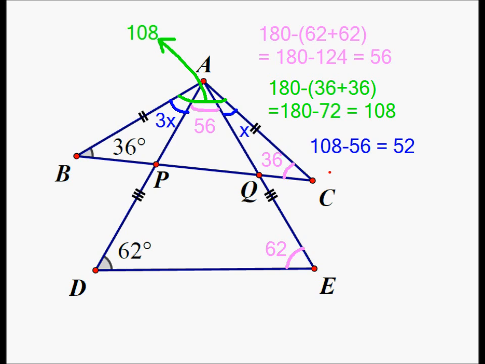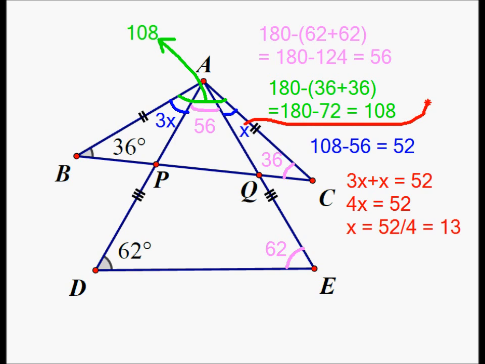Let's use red. We're claiming 3x plus x equals 52, which implies 4x equals 52, which implies x equals 52 over 4, which turns out to be 13. So now I know that this angle x is 13. So I'm going to write it here, see if I can. It's getting a little messy.